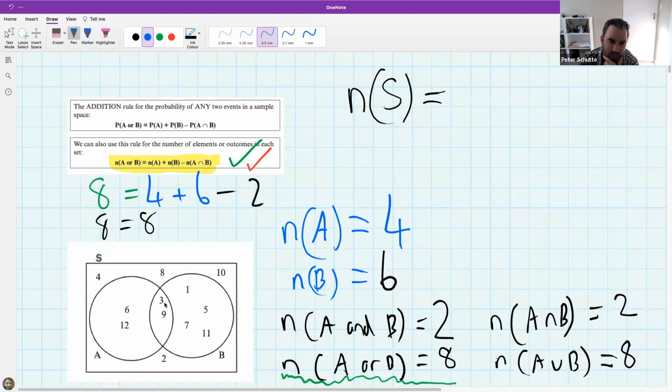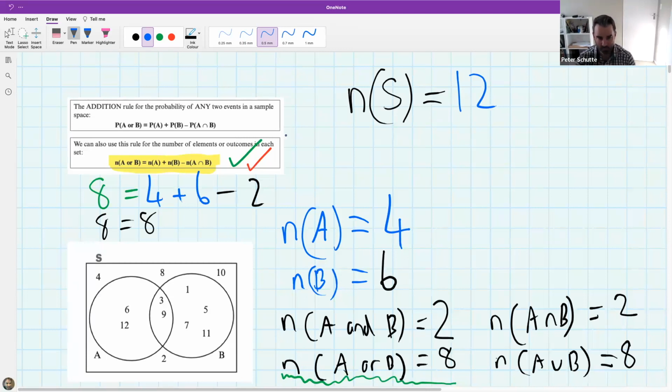So we know that there's 2 here, 4 and 4. So, no, sorry, 2, that's 4, that's 8. But then I go outside and I count 9, 10, 11, 12. So the n of S is 12.